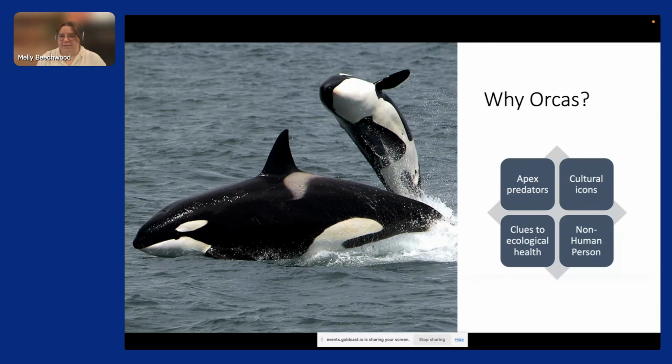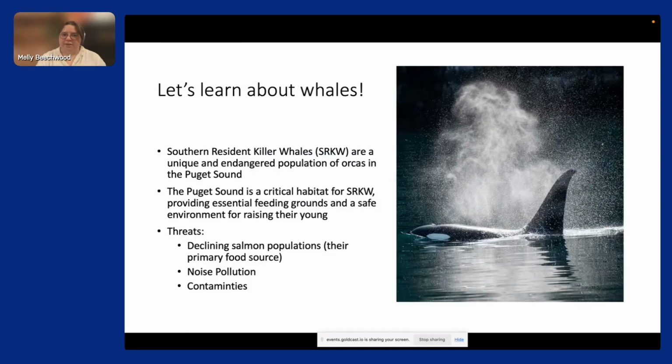They stay here year-round. They've been a cultural icon for hundreds of years with the indigenous people, and they give us clues to the ecological health of the area. It has also been recently argued that these should be classified in the non-human person category, as they have families, cultures, and language. So let's learn a little bit more about them.